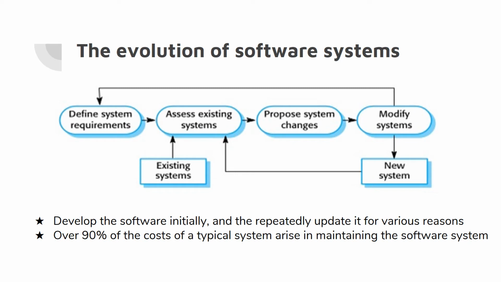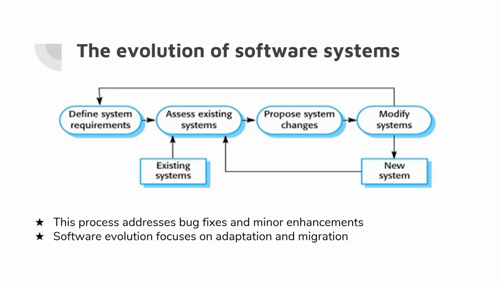Software evolves continuously. After the initial requirements, we assess the existing system and propose system changes and modifications to create the new system. 90% of the cost of software is maintenance. The goal of this stage is to fix bugs and make incremental enhancements. Software evolution focuses on adaptation and migration.